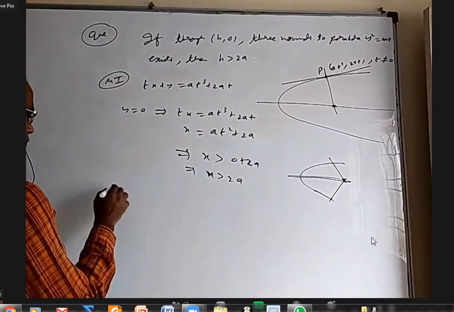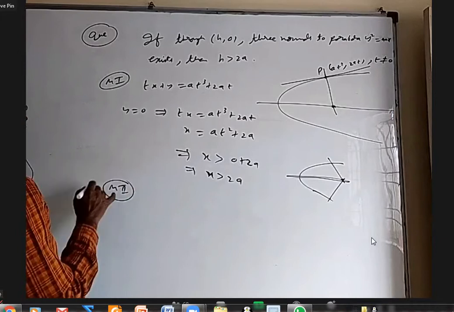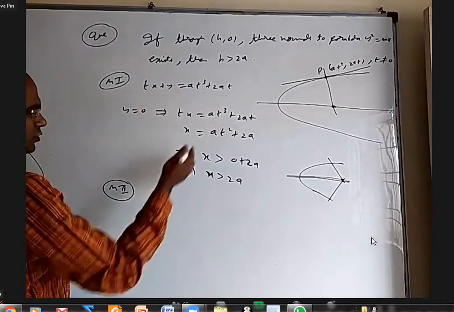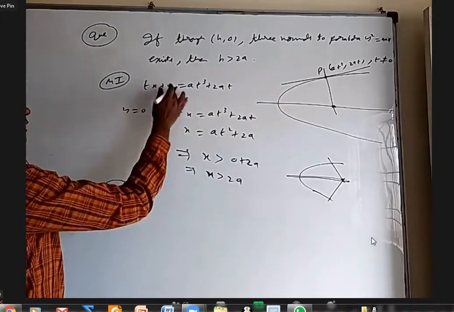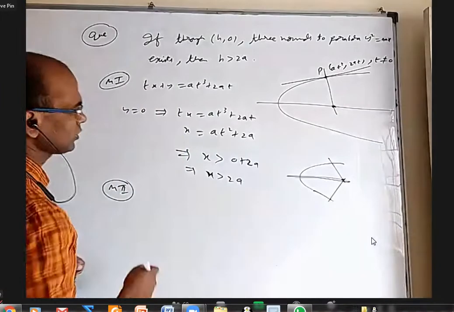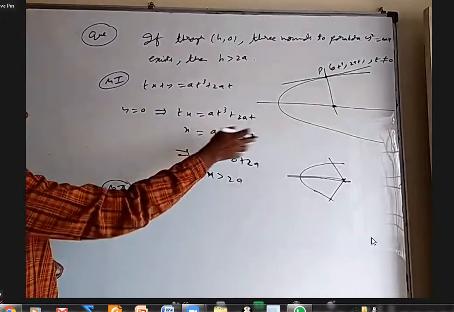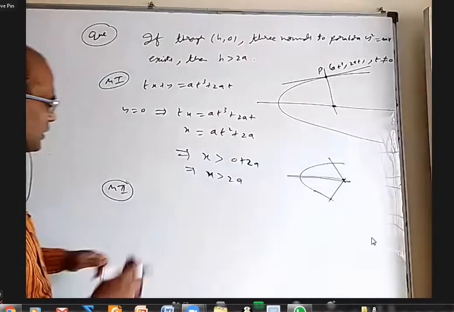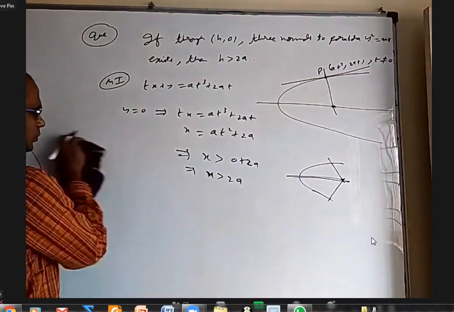Okay, method 2, almost this only, or if you want, you can take this or the other one. Directly put h comma 0, you'll get a cubic equation. This can be treated as a quadratic equation with b square minus 4 greater than 0. I don't want to discuss method 2. Just leave it like this.